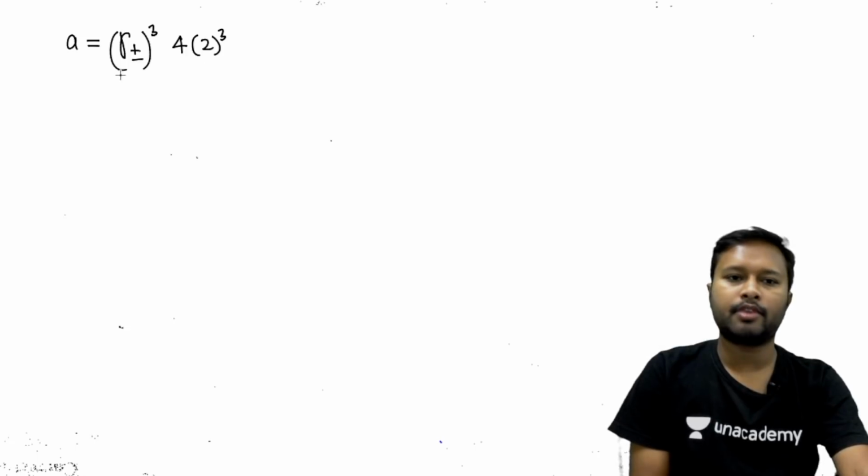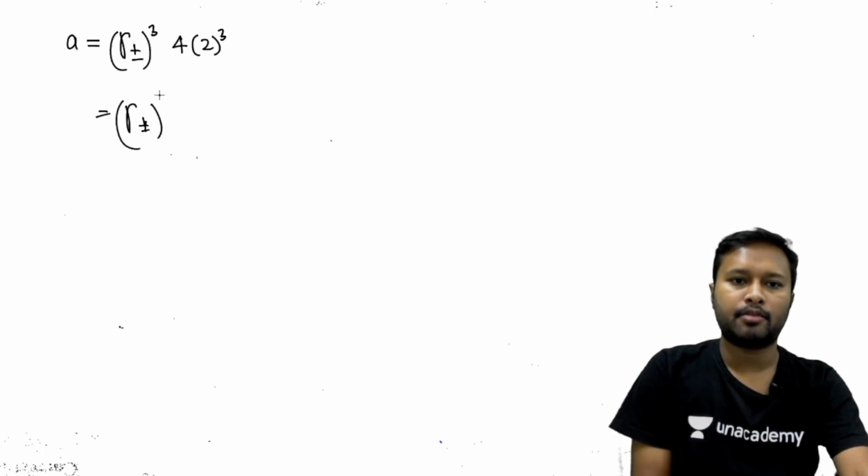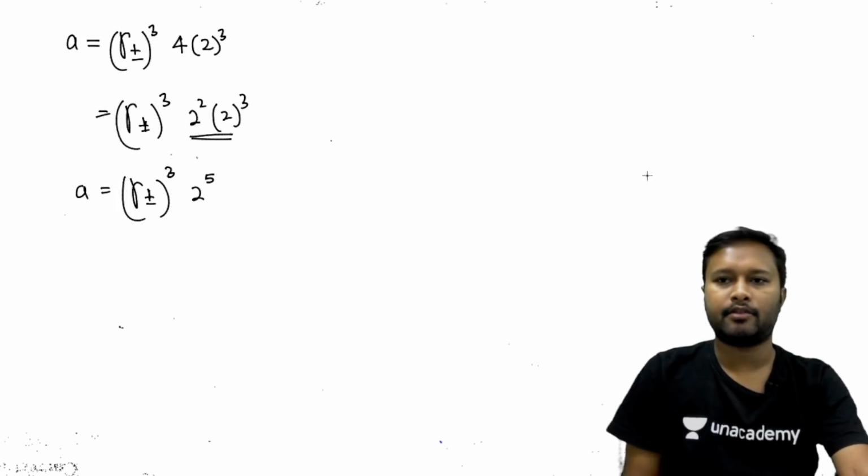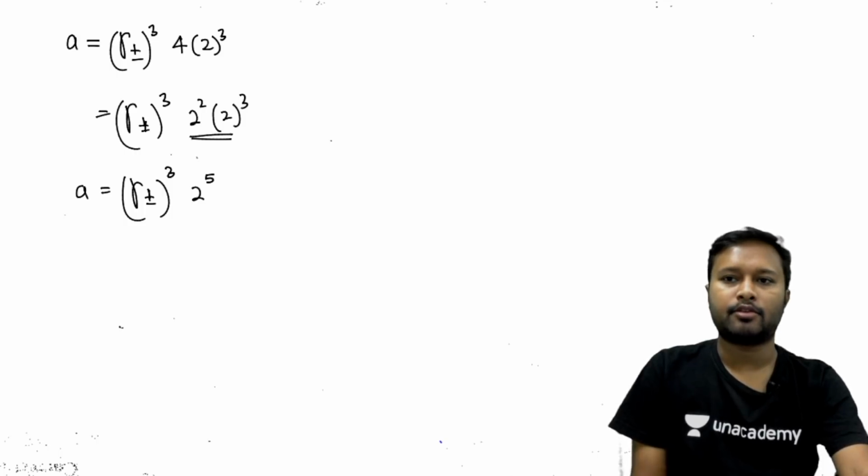Now what I'm going to do is write down 4 as 2 to the power 2. So it will become gamma plus minus to the power 3, and it will be 2 to the power 2 and 2 to the power 3. Overall, this whole thing will become 2 to the power 5. So gamma plus minus whole cube and 2 to the power 5. Okay, that's what I got as my activity of the solution.